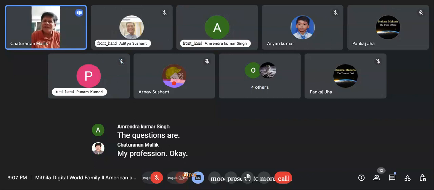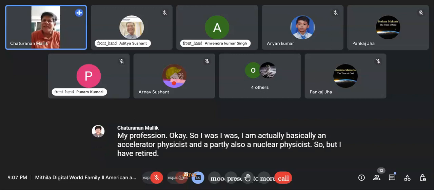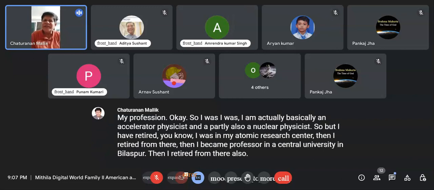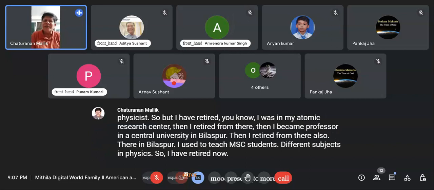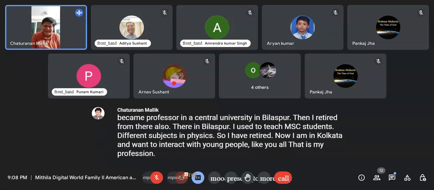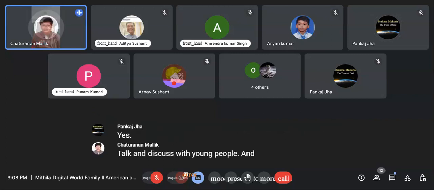He is also a nuclear physicist. But I have retired. I was a professor in a central university in Bilaspur. Then I retired from there also. In Bilaspur, I used to teach MSc students different subjects in physics. So I have retired. Now I'm in Kolkata and want to interact with young people like you all. That is my profession now, to talk and discuss with young people anything related to science.